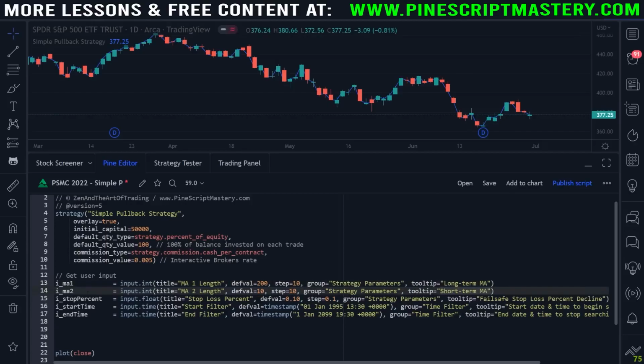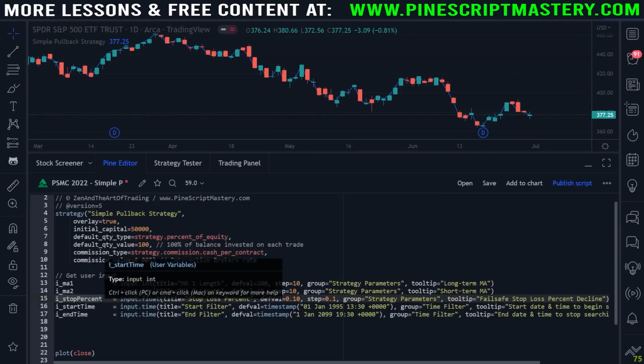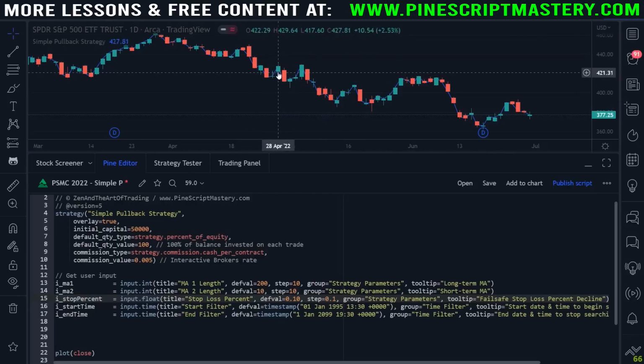Our third parameter here is our stop loss percentage. So by default, that's set to 0.1 or 10%. So if price declines 10% from our entry, we exit our position. So that's basically a fail-safe stop loss. So if price never closes back above the 10 period SMA, we can still exit our trade for a loss to cut our losses short instead of letting our losses run too far.